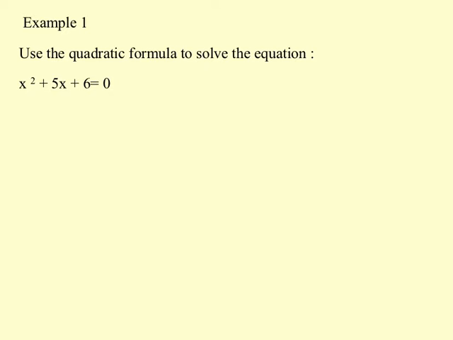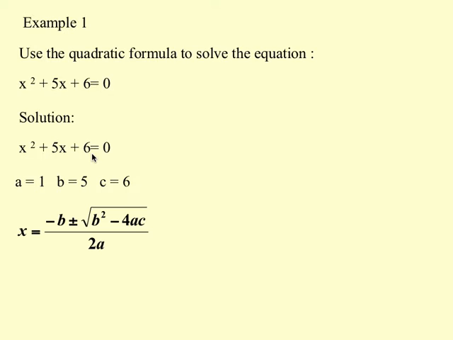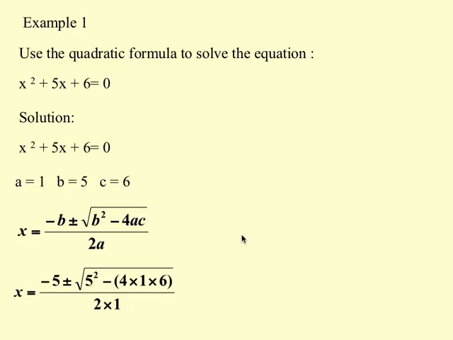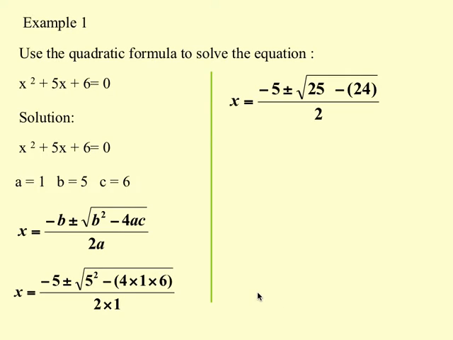I've got 4 or 5 examples here. This one, we look at that equation and we say, okay, a equals 1, because it's 1x squared, b equals 5, c equals 6. We write down our formula, and in here we substitute in for a, b and c. So negative b is negative 5, plus or minus the square root of b squared, 5 squared, minus 4 times a, 1, times c, etc. You just type it in, you work it out.